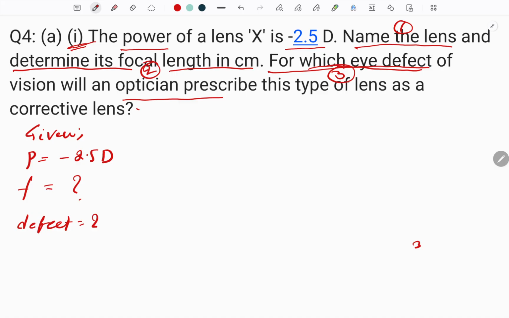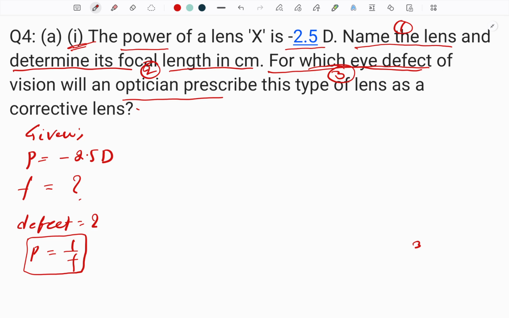This is the thing that we have to find out. Now let's see the relationship between power and focal length. Power is inversely proportional to focal length. We know this one. That means if power is more, focal length will be lesser. If power is less, focal length will be more.